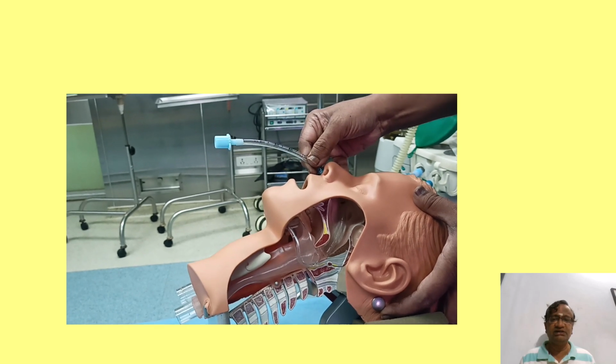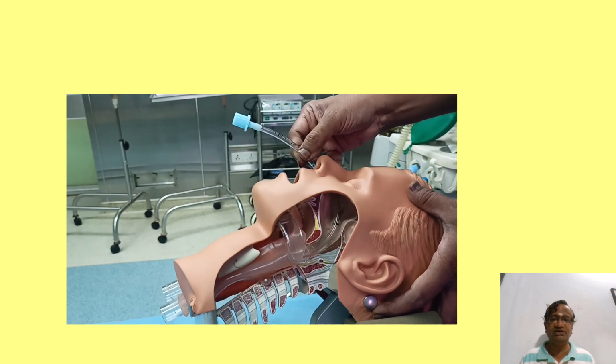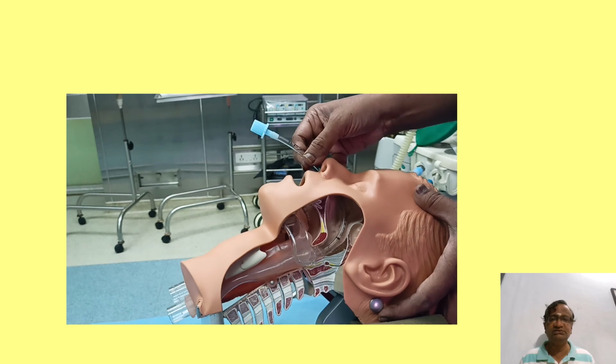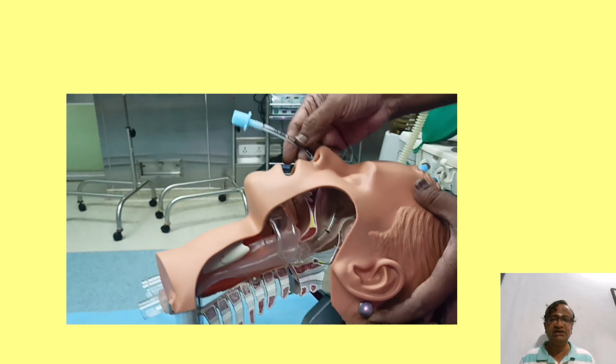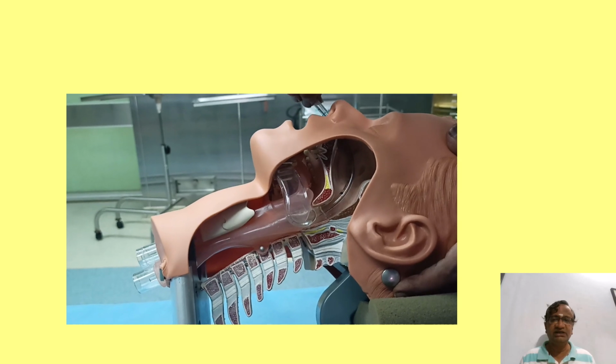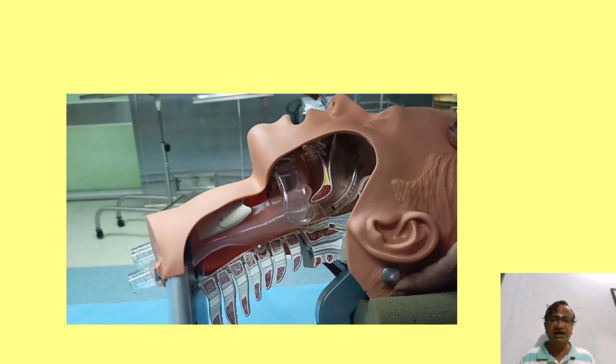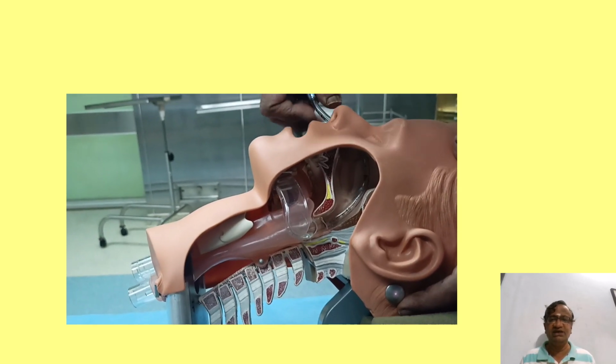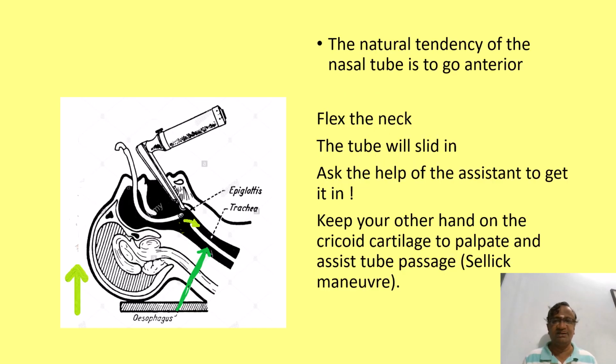Then you can slide it like this, and the tube is going like this. Can you see the tube going like this? It hits in the anterior position. Now what do I do if it hits the anterior position? You can just rotate it, like this, and slide it, and then it is going very nicely. So this is a simple technique.